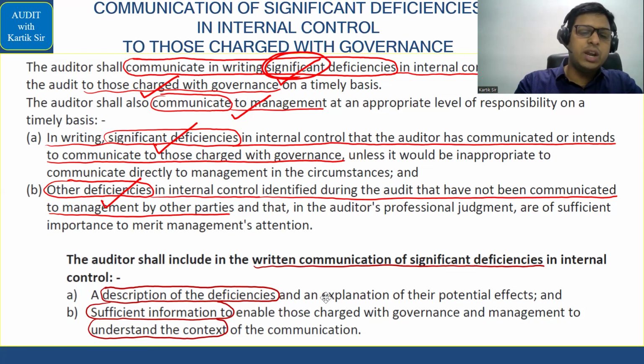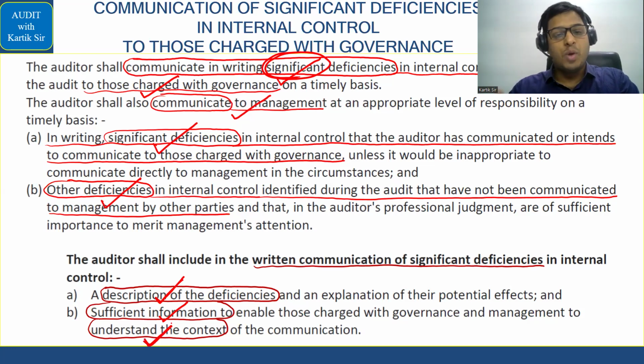Now, whenever you communicate with management or TCWG, these are people working at a higher position, so you have to ensure that your communication is very, very clear. You should provide a description of the deficiency, with sufficient information so that they are able to understand the context of the communication. That is very, very important. And that completes SA 265.